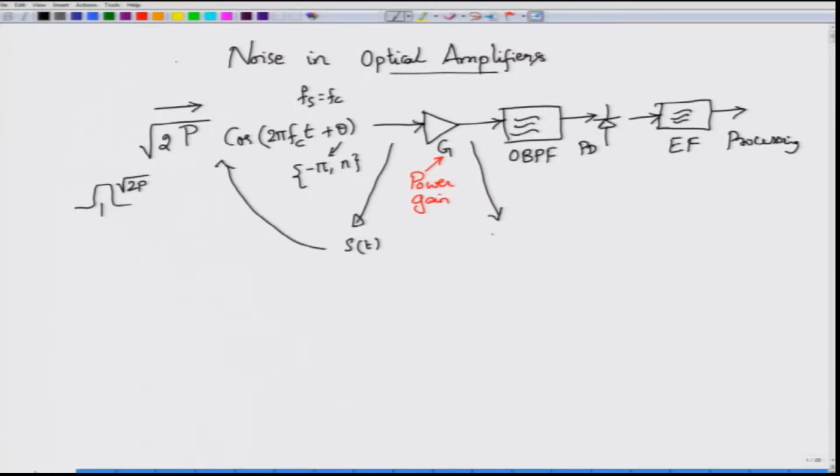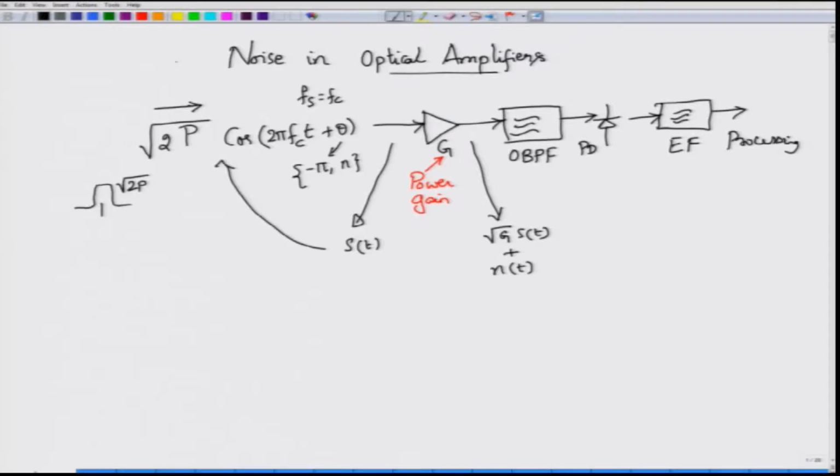Okay. This would be an amplified signal, but in addition to the amplification, you are also going to get a certain gain. So, this would be square root of G S of t, which is the amplitude of S of t that has been scaled up by a factor of square root of G. But in addition to that, you are also going to get a noise process.